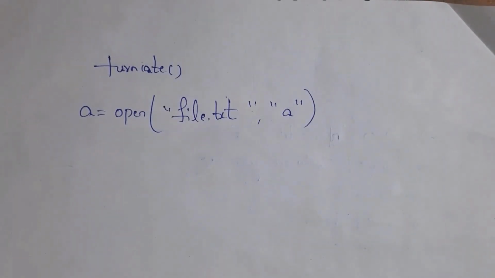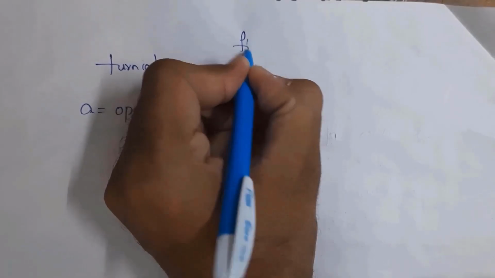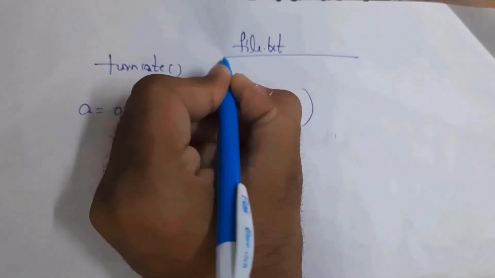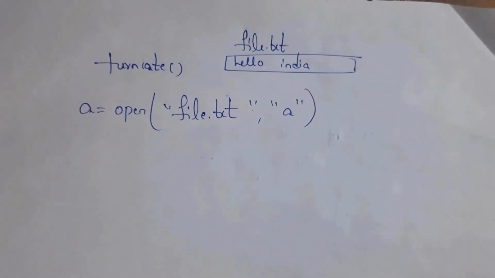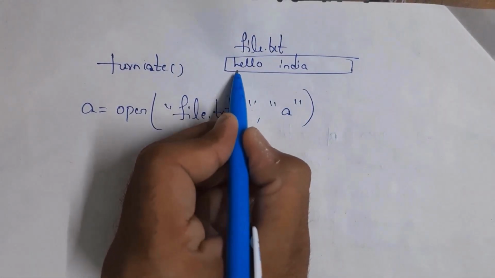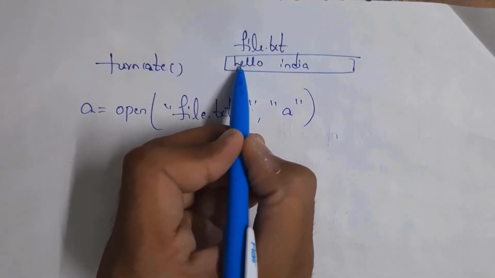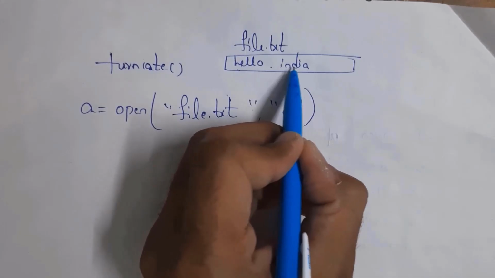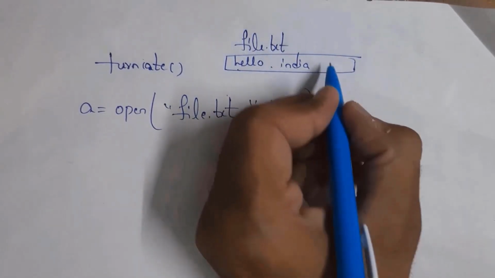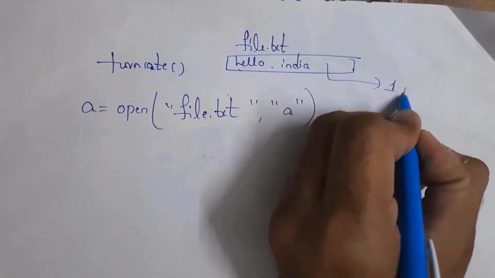Next I will explain the use of the truncate method. The truncate method is used to change file size. For example, my text file name is file.txt, and this text file contains the data hello India. Guys, just remember that each character will occupy 1 byte of memory. So total there are 1, 2, 3, 4, 5, the space is 1 byte, that is 6, 7, 8, 9, 10, 11. Total there are 11 bytes, so this file will occupy 11 bytes of memory.